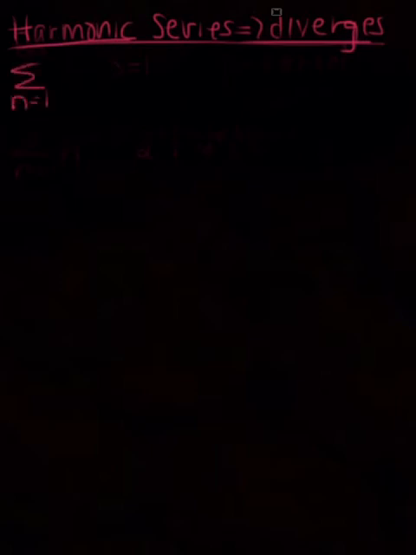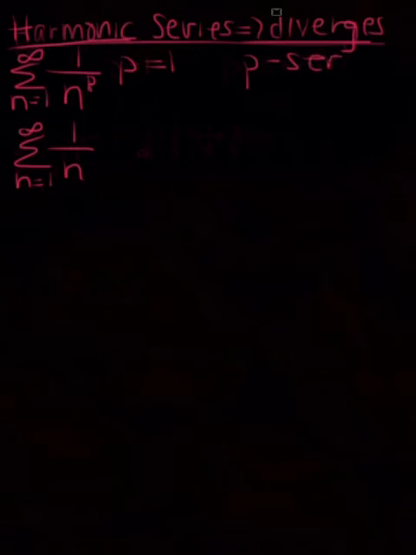Hey guys, so today we're going to be looking at the harmonic series, and we're going to be using the direct comparison test to see how it diverges. So we already know that a harmonic series is a type of p-series. A p-series is 1 over n to the p, and for a harmonic series, p equals 1.